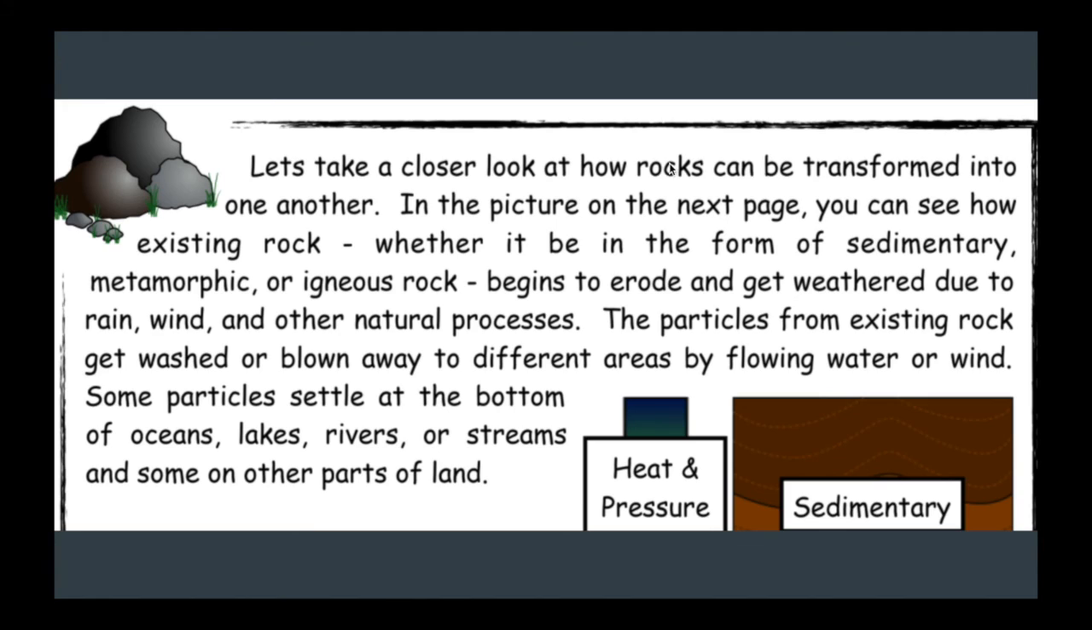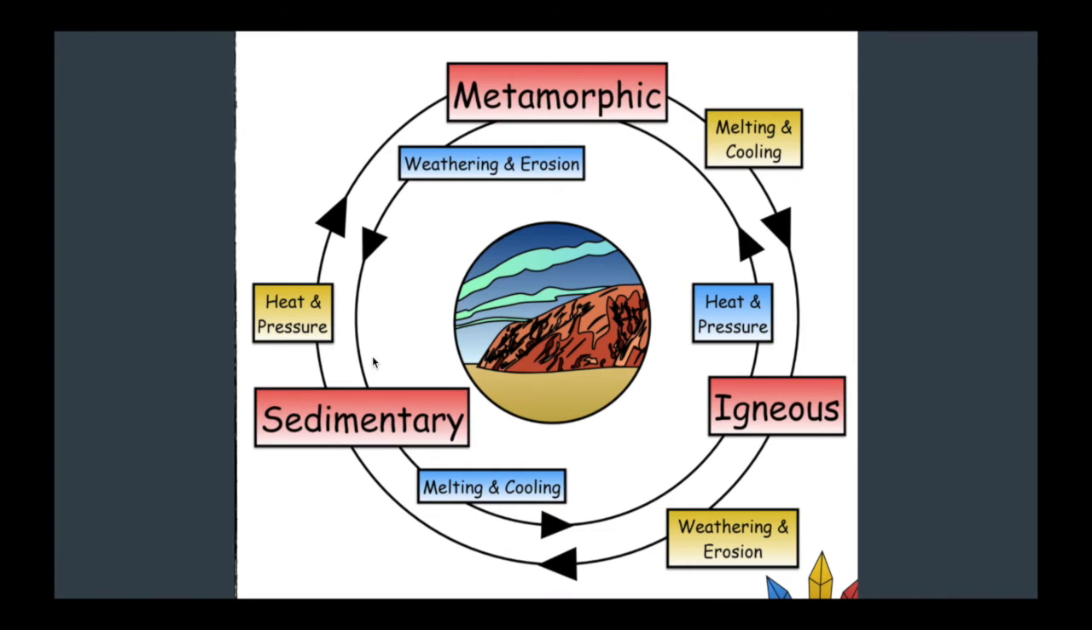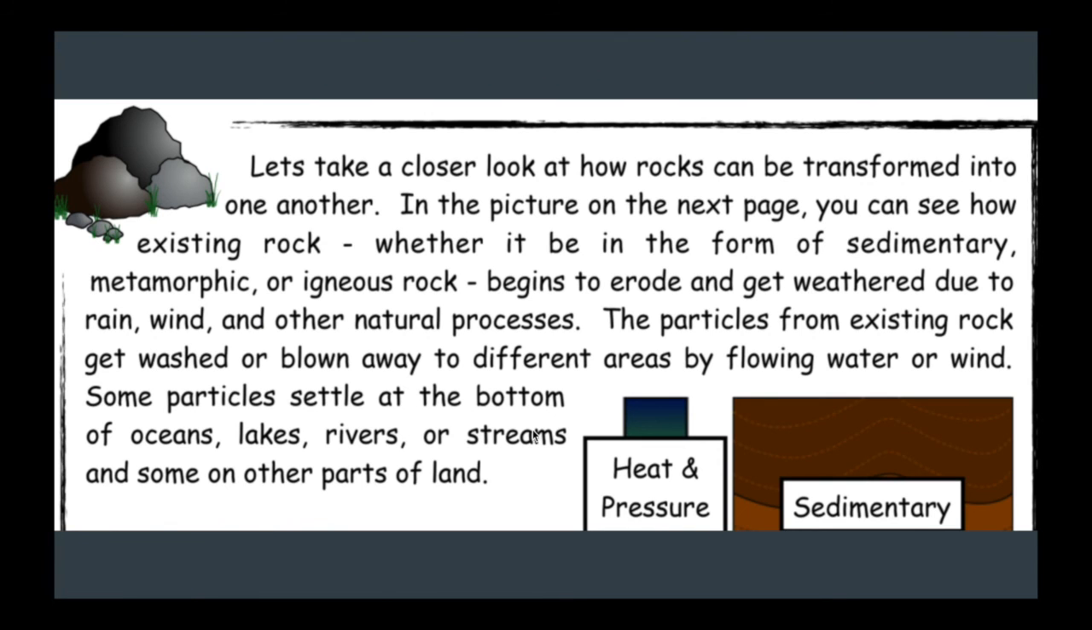Let's take a closer look at how rocks can be transformed into one another. In the picture on the next page, you can see how the existing rock, whether it be in the form of sedimentary, metamorphic, or igneous, begins to erode. Erode means wear down and get weathered due to rain, wind, and other natural processes. The particles from the existing rock get washed or blown away to different areas by flowing water or wind. Some particles settle at the bottom of the ocean, lakes, rivers, or streams. Some others, parts of land. Okay. Picture.